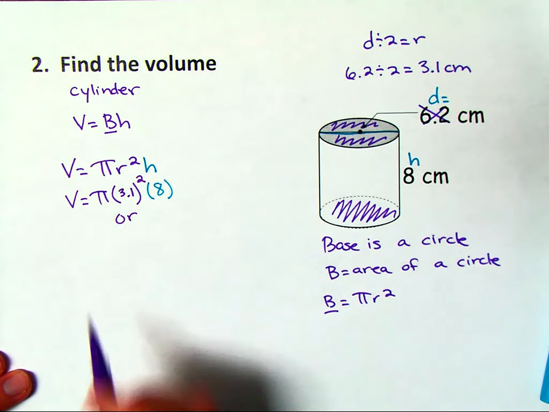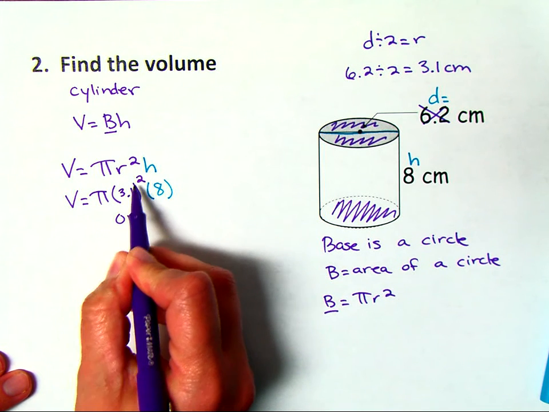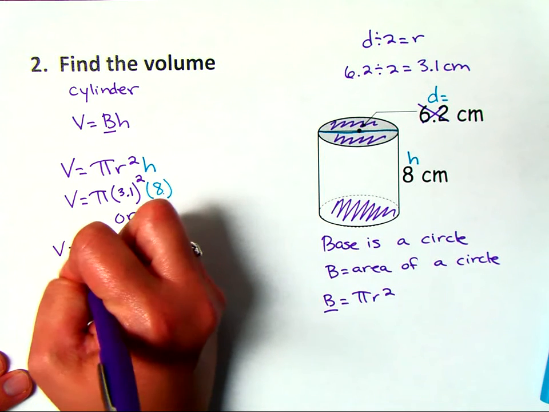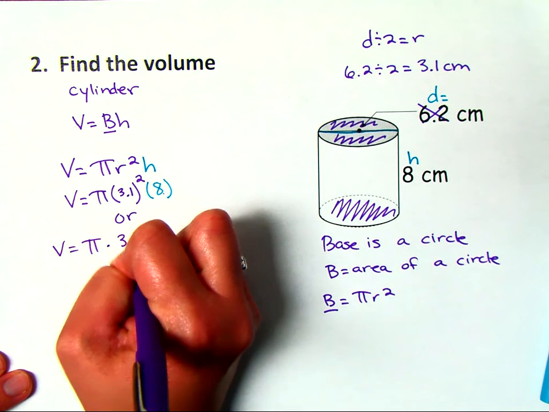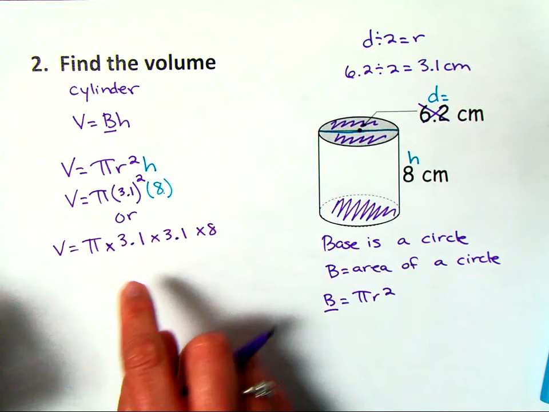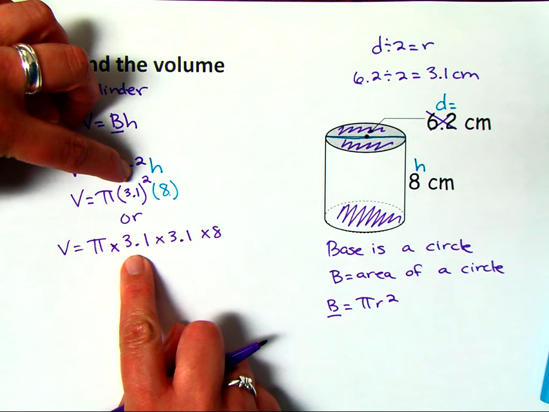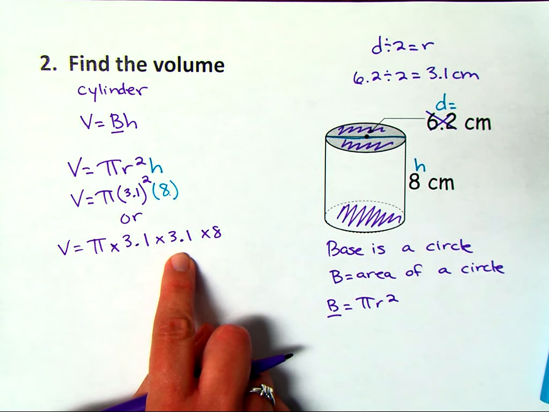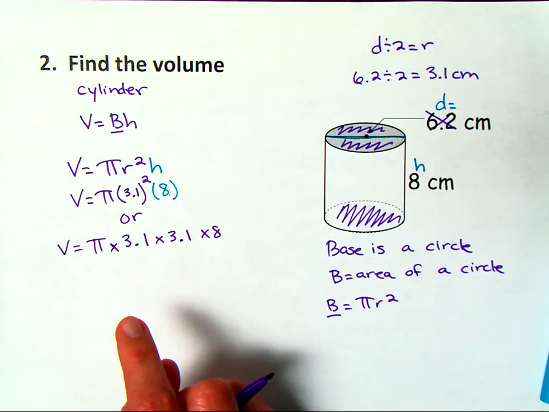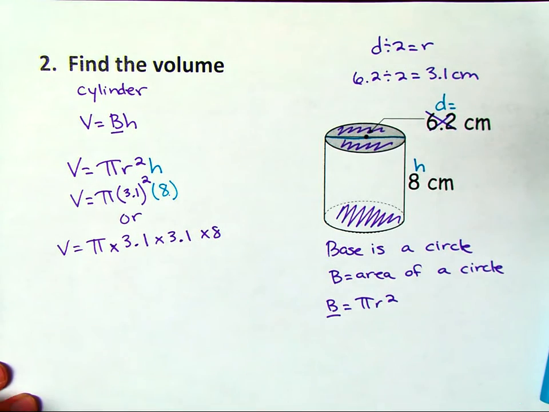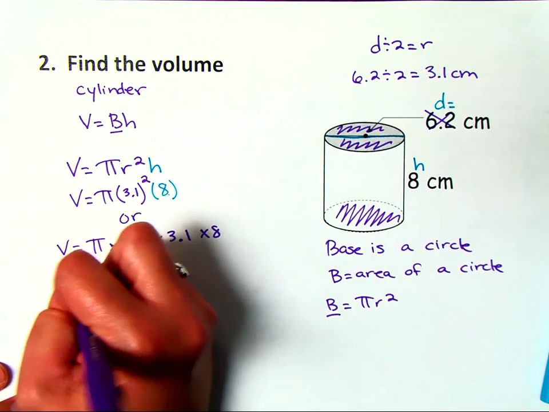I'm glad I double checked that. So it's pi times radius squared times the height of the cylinder. Or you can say pi times 3.1 times 3.1 times 8. Remember, 3.1 to the 2nd power is the same thing as 3.1 times 3.1. So whatever makes you more comfortable to type into your calculator, because maybe if you forget to write those exponents, if you want to rewrite it that way, that's going to give you the same value.